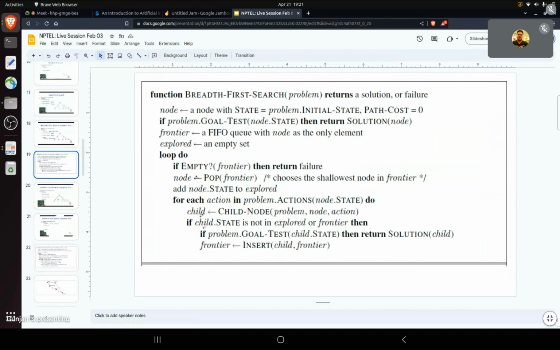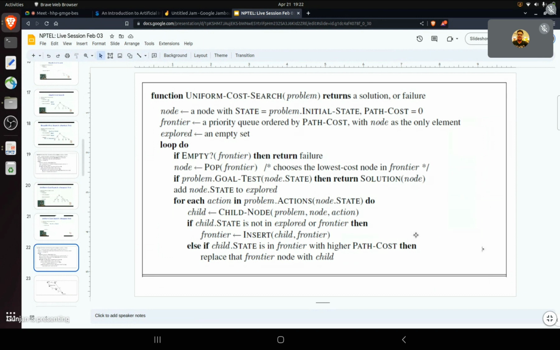When we are doing breadth first search, we pop the frontier, add the node to the explored set, and for each action, we look at the child. If the child is not in explored, and if this child is a goal state, then return the solution. So essentially, whenever we find a goal state as one of the children, we return it. But in uniform cost search, only when a node is picked for exploration is it returned as the goal state. That is the main difference that you have to check.